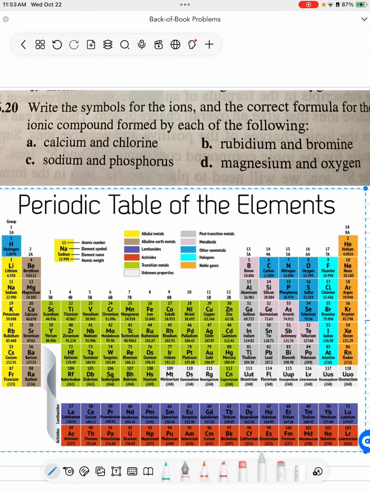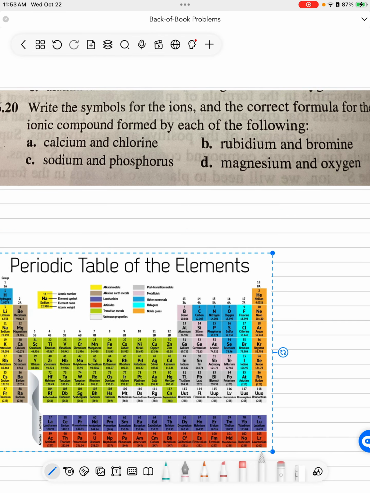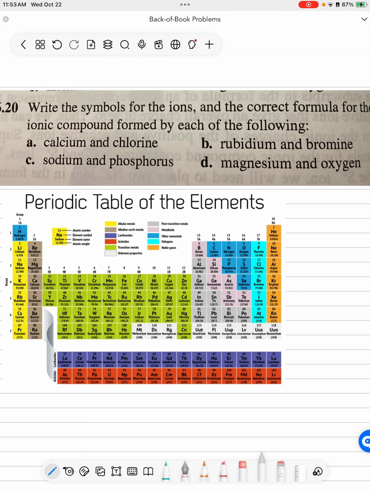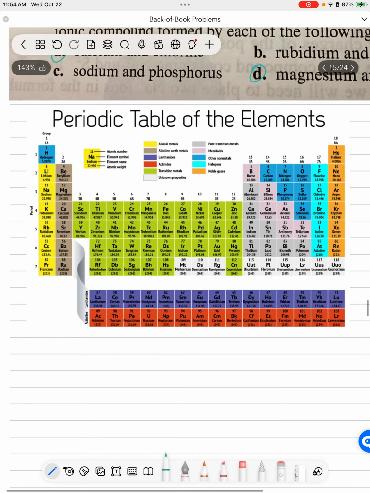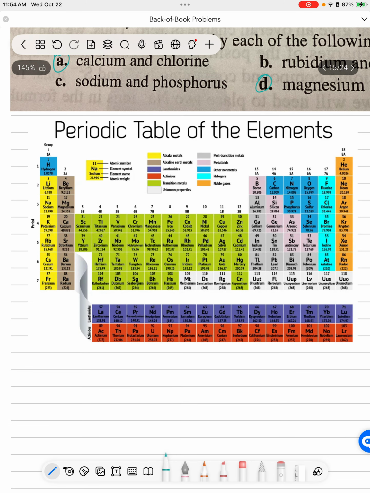Okay, this is 6.20, and it's kind of combining what we did in the other few problems. We're going to write the symbols for each of the ions, and then we're going to name the ionic compound that's formed. This is one of your back of the book problems, so I'm only going to do the first and the last. So for A, we want to write the appropriate ions for calcium and chlorine.